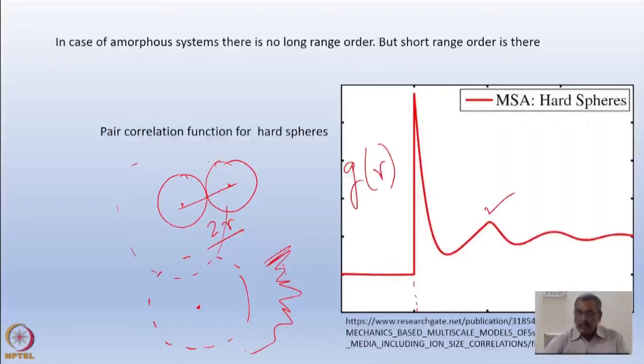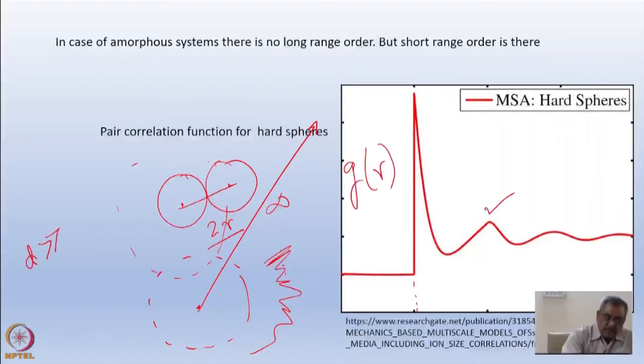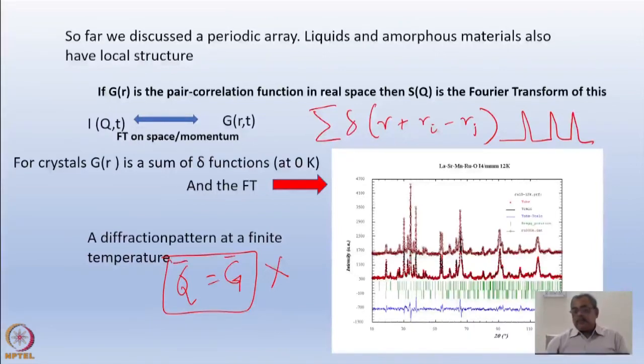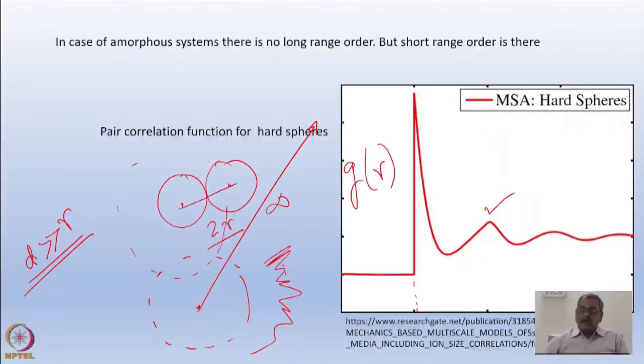the third one is even more diffuse, and when you go to infinity, or very far away, my infinity being a distance much larger than the radius of the sphere, then you get a constant g of r, because then it goes to the normal density of the liquid. So this is what I get when I talk about a crystalline solid. This is what I get when I talk about an amorphous solid or liquid.